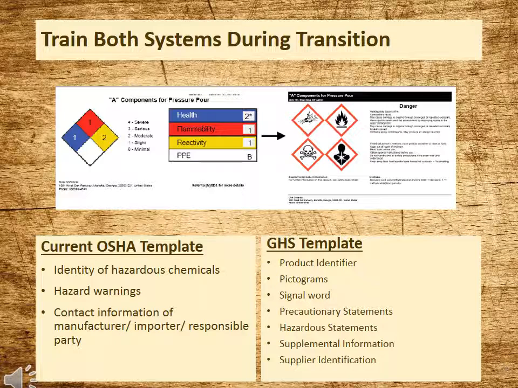Train on both systems during transition. Remember, the current OSHA template is identity of hazardous chemicals, hazard warnings, and contact information of the manufacturer, importer, or responsible party. The GHS template is the product identifier, the pictograms, the signal word, precautionary statements, hazard statements, supplemental information, and supplier identification.